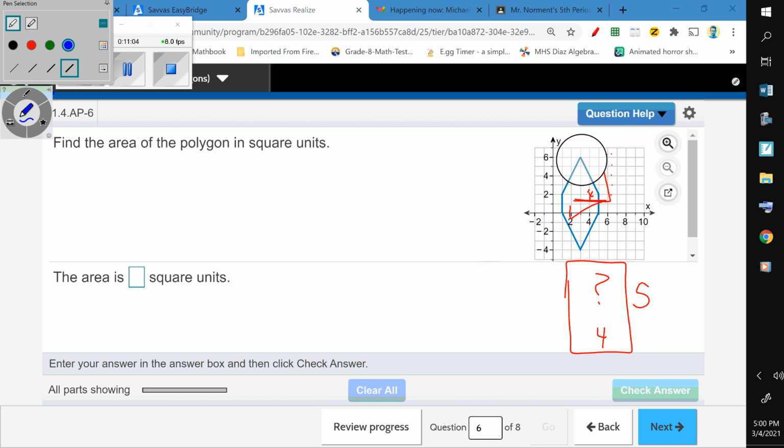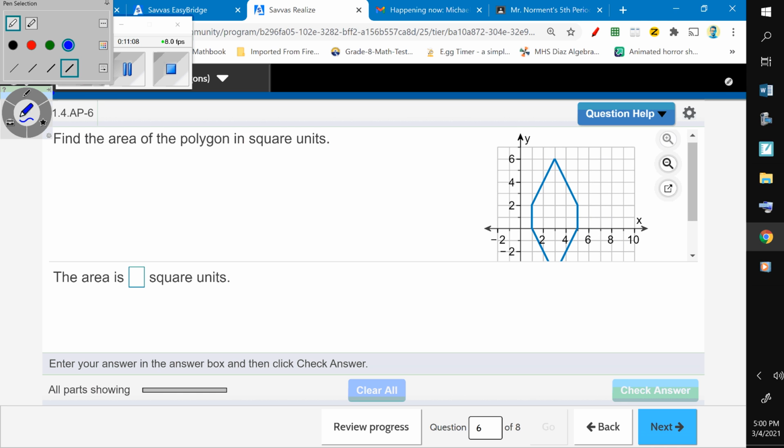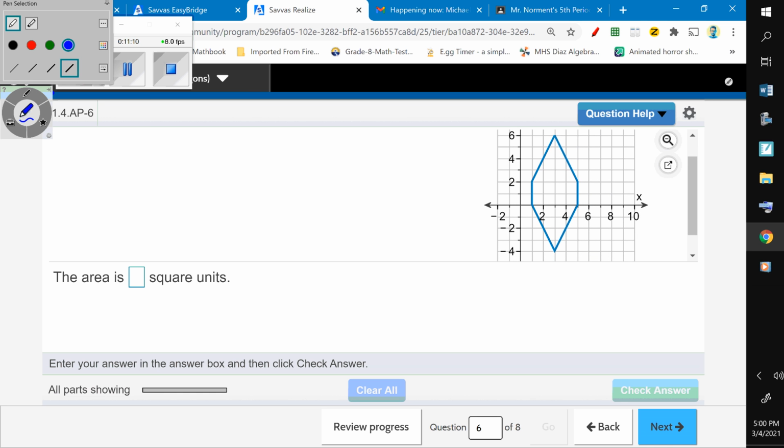Find the area of the polygon. Okay, this is another question, almost exactly the same. I'm going to blow it up just a little bit so you guys can see it better. So, for this one, let me go red. I think it's going to be a better color to use. I'm going to break this one into 3 shapes. So, this is my first shape. And then this is my second shape. And the rectangle in the middle is going to be my third shape.